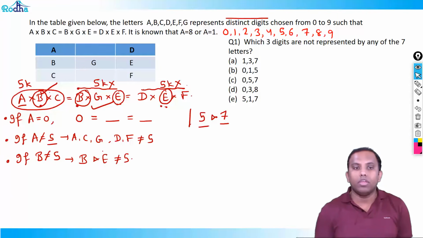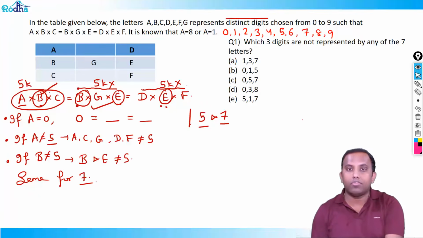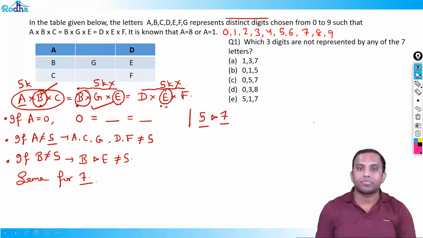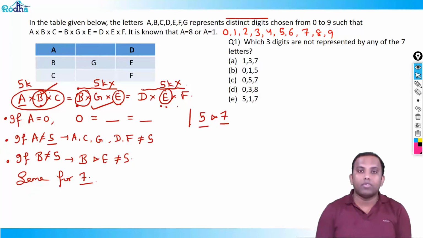Same is the funda for 7. Okay, same is the funda for 7. Right. What is the funda for 7? For 7, this is again the same thing, right? Because from 0 to 9, 7 occurs only once.